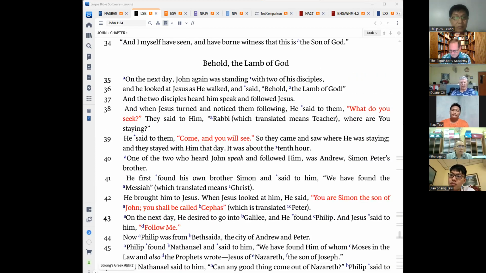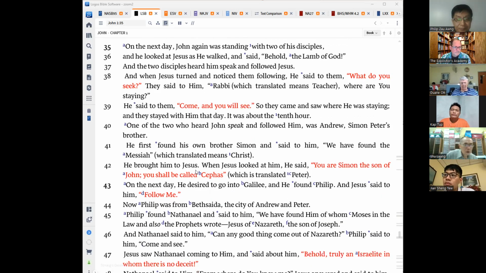Verse 35. On the next day, John again was standing with two of his disciples. He looked at Jesus as he walked and said, "Behold, the Lamb of God." And the two disciples heard him speak and followed Jesus. When Jesus turned and noticed them following, he said to them, "What do you seek?" They said to him, "Rabbi," which translated means teacher, "where are you staying?" He said to them, "Come and you will see." So they came and saw where he was staying. They stayed with him that day. It was about the tenth hour. One of the two who heard John speak and followed him was Andrew, Simon Peter's brother.